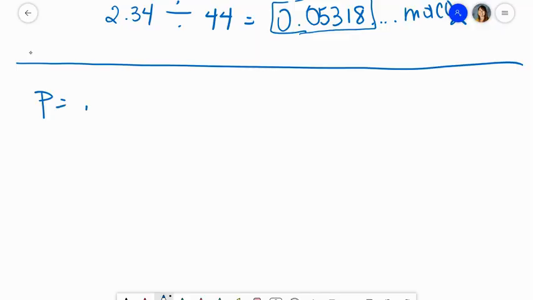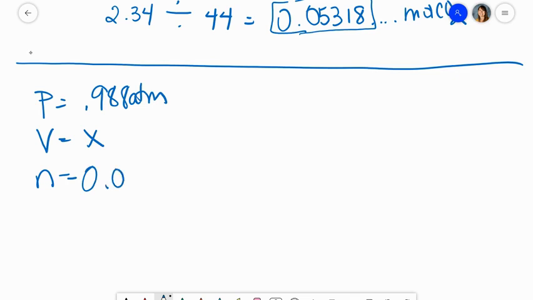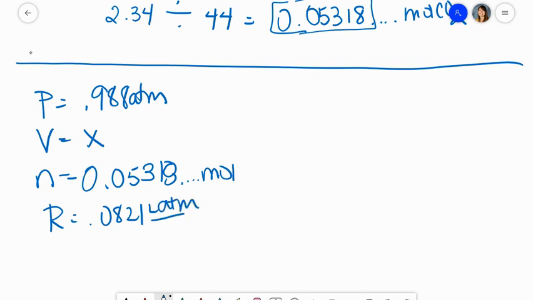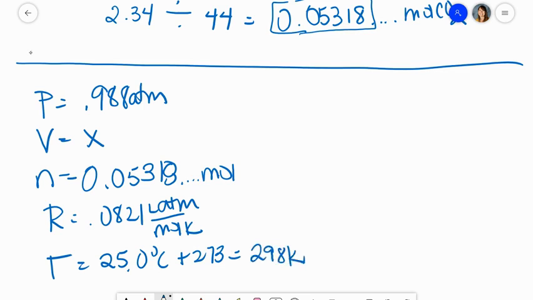We said that our pressure was 0.988 atm. And we said that our volume is what we're looking for. It is our X. N we found out to be 0.05318. And again, that number kept going if you're keeping it in your calculator. R, of course, is always 0.0821 liter atmospheres per mole Kelvin. And finally, temperature is 25 degrees Celsius. Now, 25.0 degrees Celsius plus 273 is 298 Kelvin.